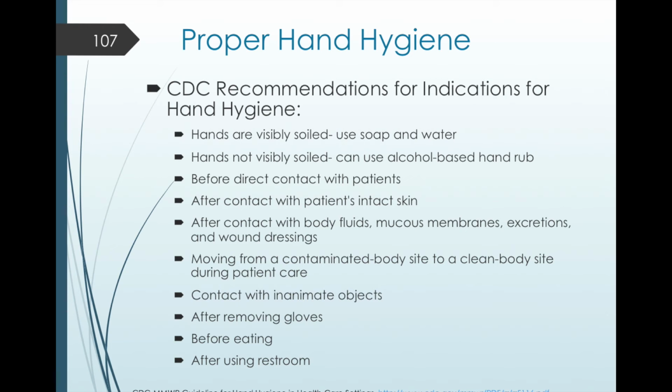Proper hand hygiene. The CDC recommends indications for using proper hand hygiene as listed below. If your hands are visibly soiled, use soap and water. If they are not visibly soiled, an alcohol-based hand rub is appropriate. Make sure you wash your hands before direct contact with patients, after contact with patients' intact skin, after contact with body fluids, mucous membranes, excretions, and wound dressings.